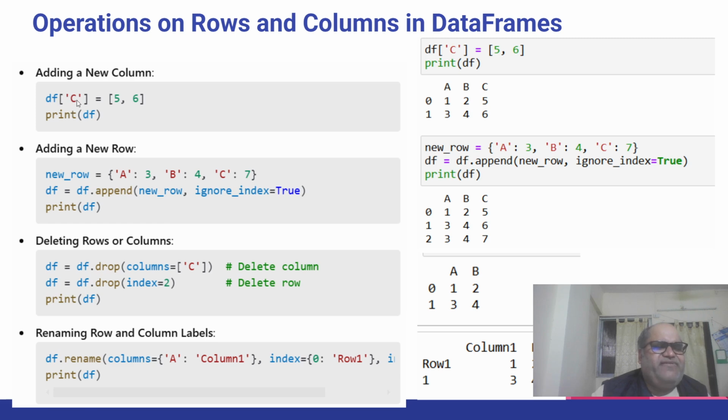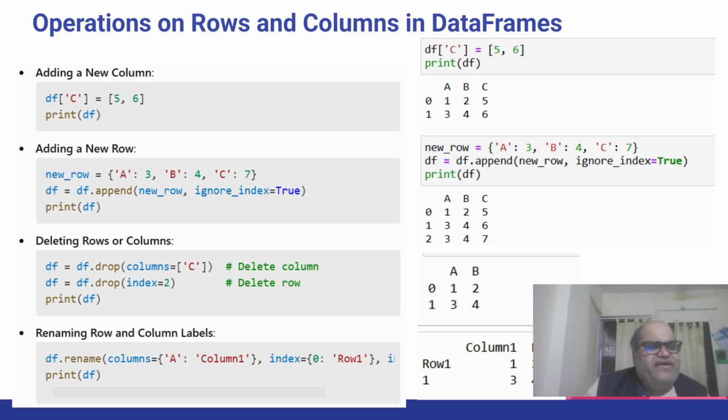So df, then the name of the column inside quotes, and then you can give the values, right? So you have given 5 6. Now if you print, you have got the additional column created out here, right? And this will be reflected in your data. Adding a new row, right? So when you have to add a new row, now you have got how many columns?